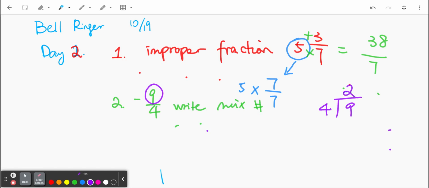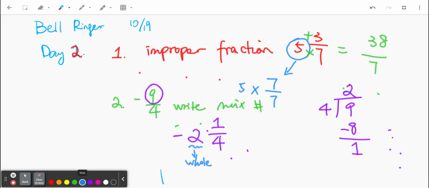2, very good. So 2 times 4 is 8. So you subtract 8 from 9. Your remainder is 1. Then how do you write that? Your mixed number is 2, which is the whole number answer, and remainder 1 over 4, negative. Okay? So keep in mind, this is the whole number, and then this is the remainder.